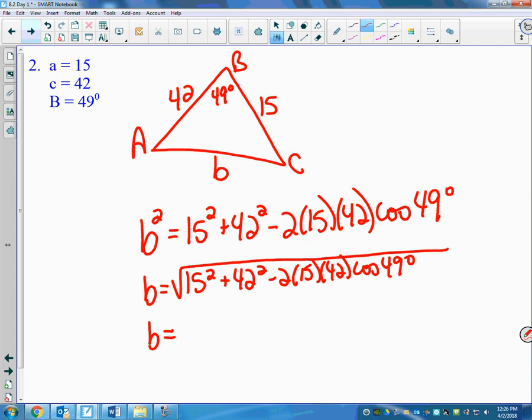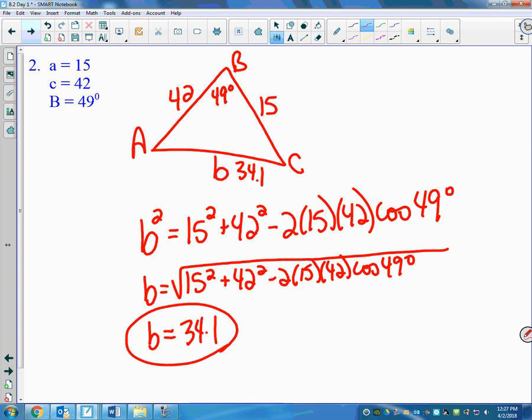So now I've got to type that in. Square root of 15 squared plus 42 squared minus 2 times 15 times 42 times the cosine of 49. And that gives me 34.1 as the side length. So now I need to find angle A and angle C. And again, if you want to do law of cosines, you can. But once you find one thing, you now have enough information that you could go back to law of sines. And again, same rule as before.